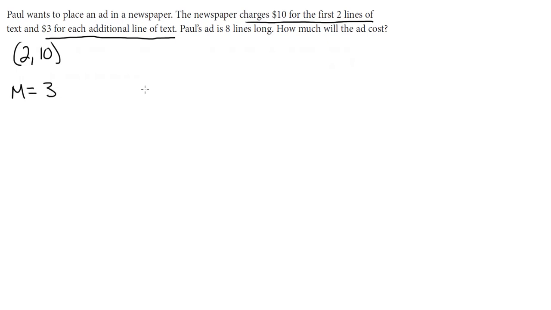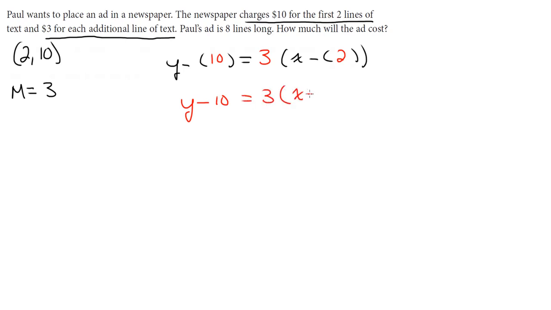Now we can write our equation in point-slope form. So we go y minus, parentheses for y1 equals, we'll leave a space for the slope, x minus and parentheses for x1, and plug in our values. Our slope is 3, our y1 value is 10, and our x1 value is 2. So if we simplify this, we have y minus 10 equals 3 times x minus 2.